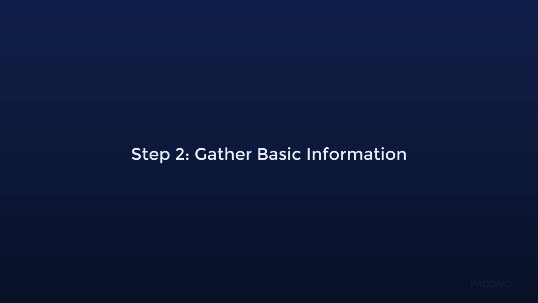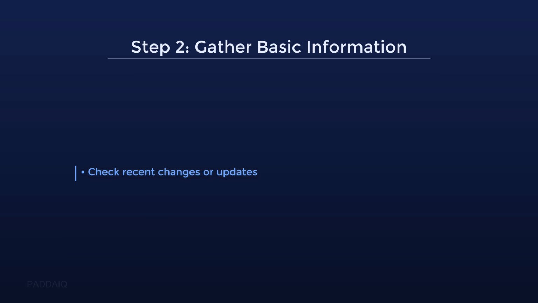Step 2. Gather basic information. Check recent changes or updates. This means reviewing any new features, patches, or modifications to SAP BTP services before you proceed. For example, before deploying an app, verify if the Cloud Foundry runtime has a new mandatory security setting. Staying updated prevents errors and ensures your project uses the latest capabilities.